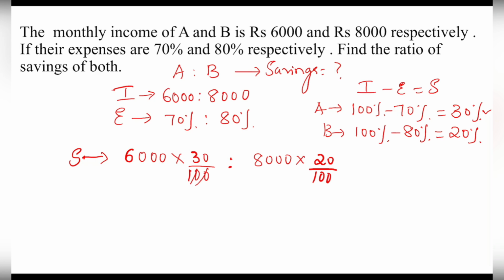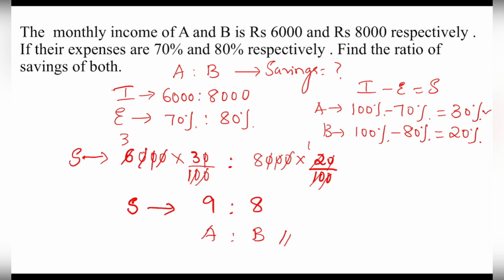Okay. So directly I can cancel these two zeros here and these two zeros here. Then 2 1s are 2, 3s are 6. Anything else can be cancelled? No. So 3 3s are 9 is to 8. So the savings ratio of A is to B is how much? 9 is to 8. This is the way how we can easily solve the problem.